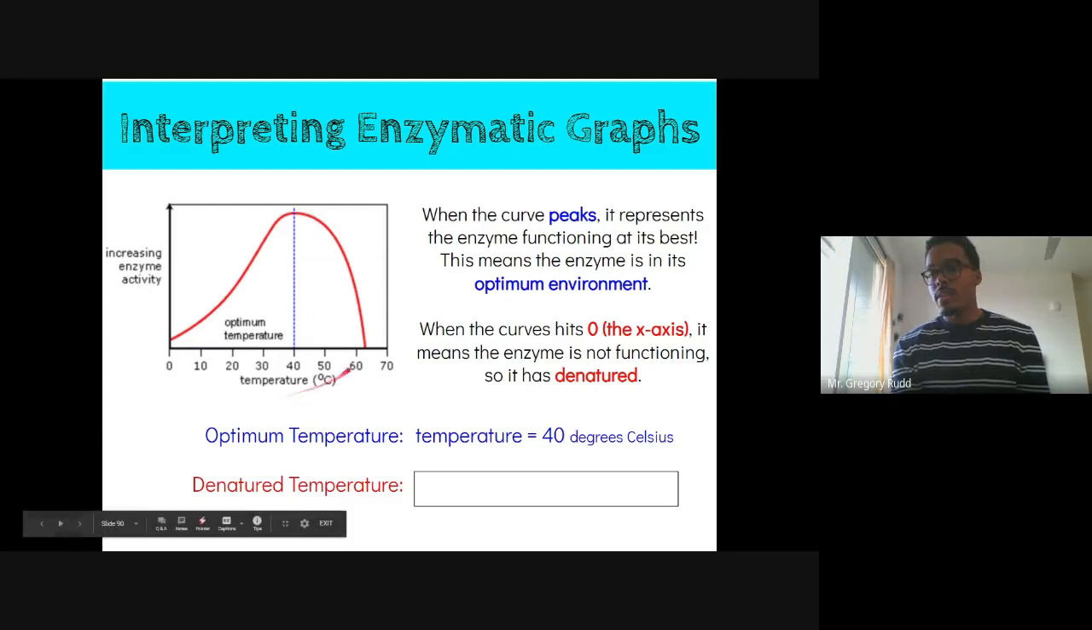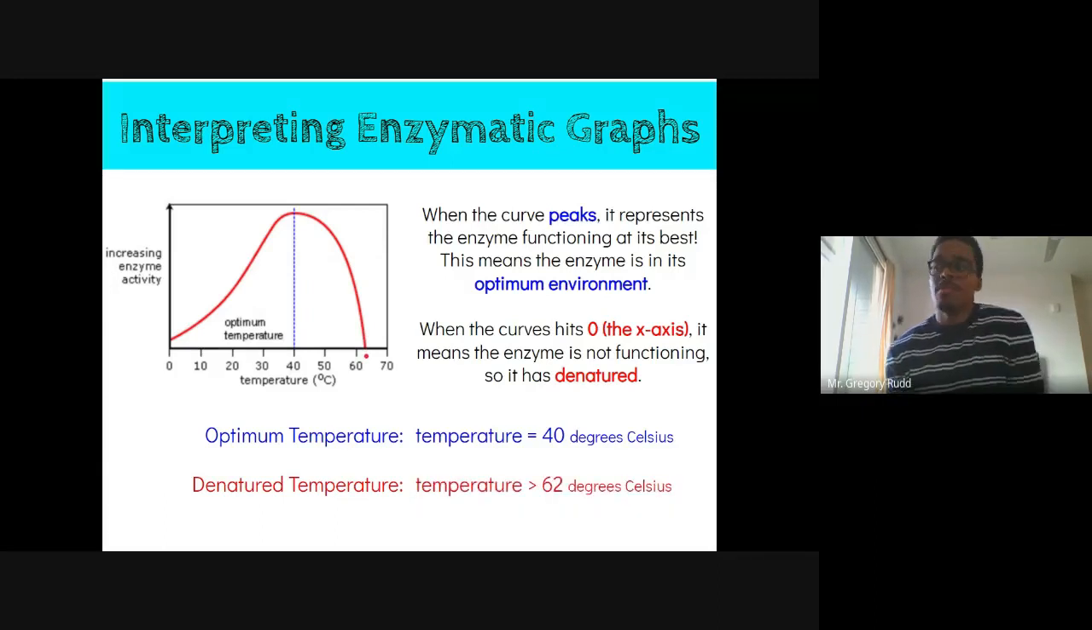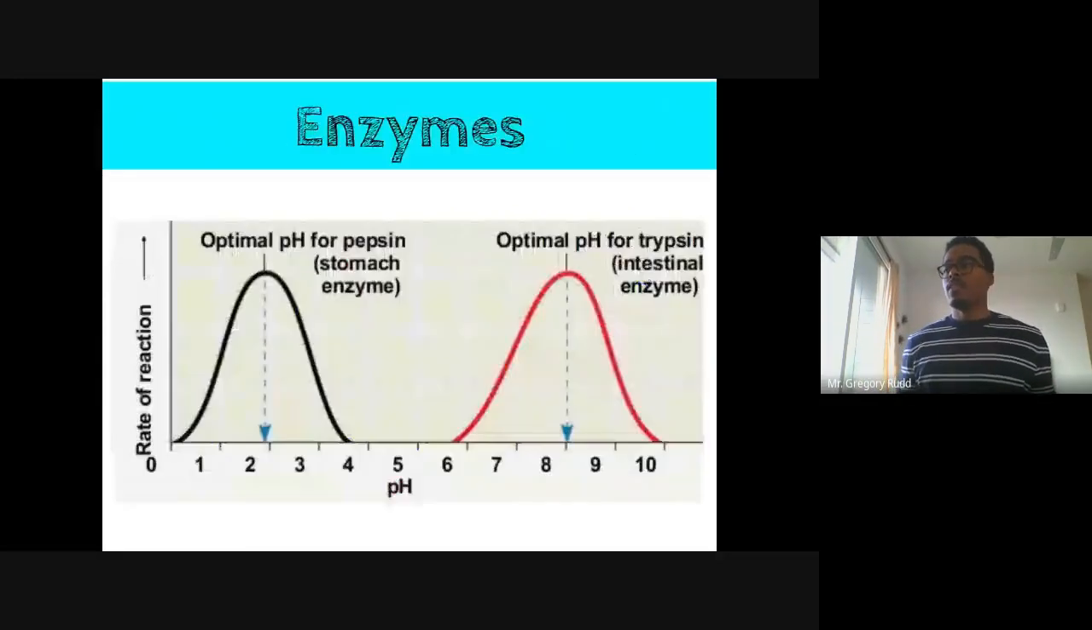Michelle says greater than, Abigail says greater than 63. That is correct. That's what I said. I said 62. 62, 63. We can't tell exactly, but definitely greater than 63 degrees Celsius, this enzyme is going to be denatured. How do we know? We know because we can't see the curve anymore. The curve has hit the x-axis, and so anything greater than 63, anything to the right of 63 on this graph, not going to work. The enzyme is no longer working. It is denatured. Excellent. So we'll practice more with that.